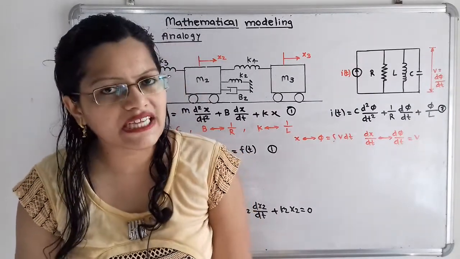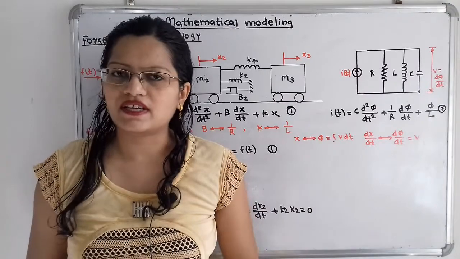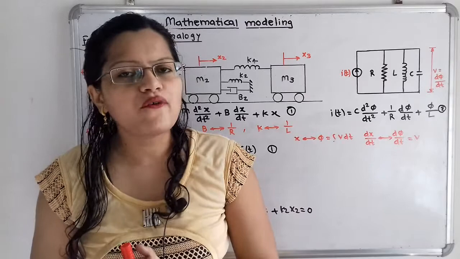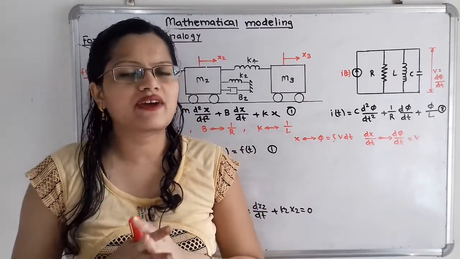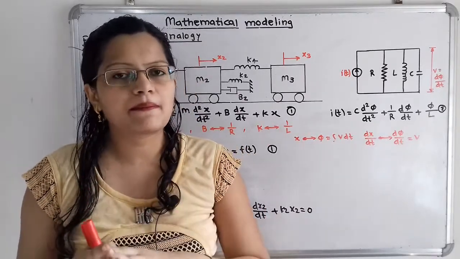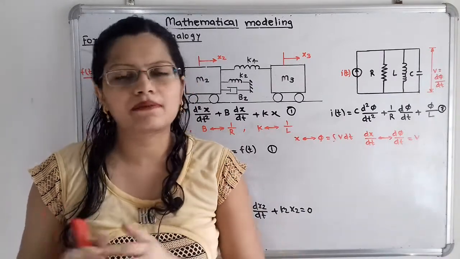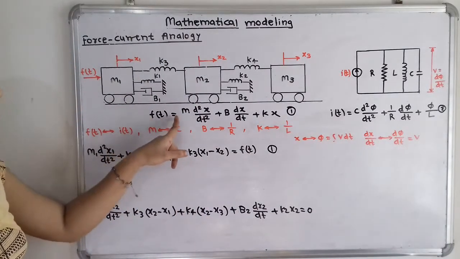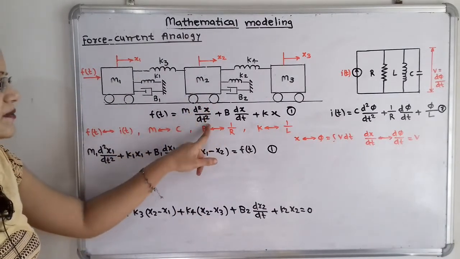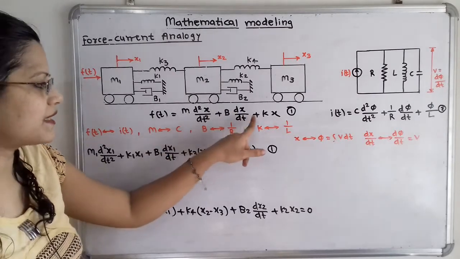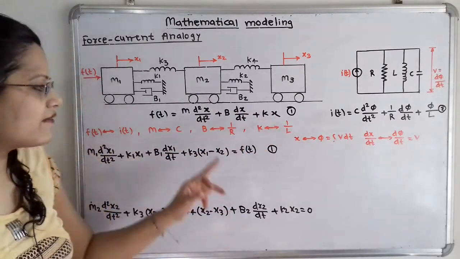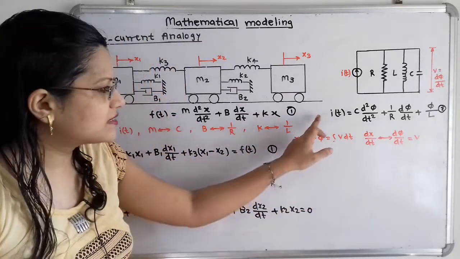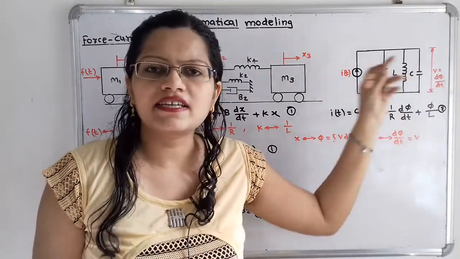Now compare this equation with the spring-mass-damper system. In the spring-mass-damper system, the applied force is F of t, and the output is in terms of displacement x. We have to define the force applied by the mass, the spring and the damper in terms of displacement. So here is the equation: F of t is equal to m d square x by dt square plus b dx by dt plus k times x. This is equation number 1 for the mechanical system and equation number 2 for the electrical system.